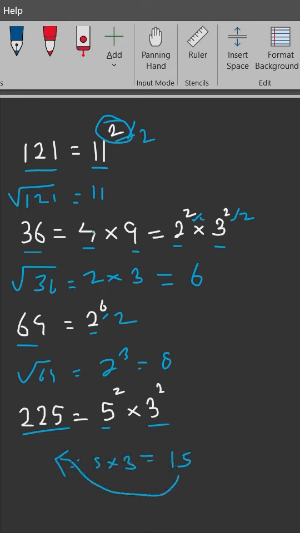See how easy it is to find the square root? What you do is you just find the prime factors and you divide the powers by 2. Now it's not super duper easy, as finding the prime factors is not an easy task, but that's one way you can find the square root of a number.